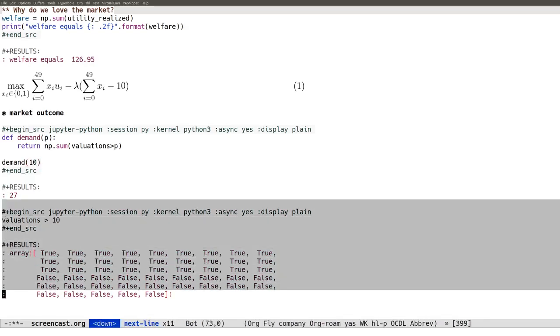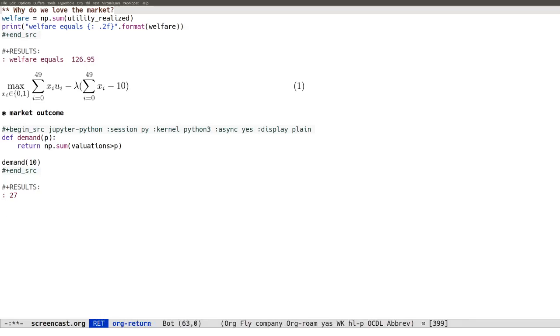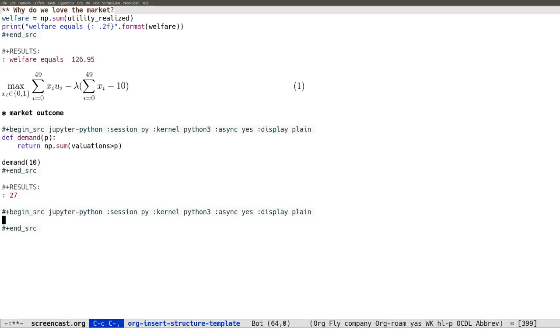So let's get rid of this. So the next step would be to calculate the equilibrium price. That's the price where demand is exactly equal to the supply of 10 units. So how do we calculate that? One way to go is to define a new function which is called excess demand, which is a function of P, and that's going to be equal to demand at the price of P minus the supply that we have, which is 10 units.